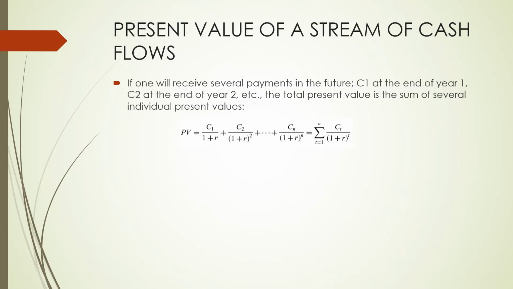Now let us look at how to calculate the present value for a stream of cash flows. If one receives several payments in future like C1 at the end of 1 year, C2 at the end of year 2, and so on, then the total present value is the sum of several individual present values. The textbook formula is given as present value equals to C1 divided by 1 plus R, C2 divided by 1 plus R raised to power 2, and so on. So let's see how to calculate this in Excel.